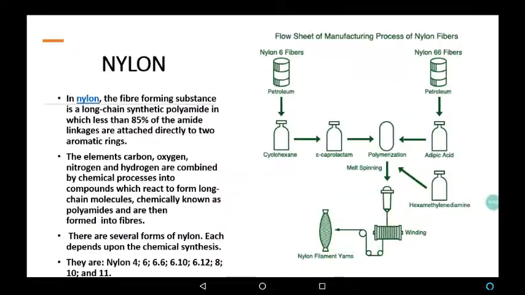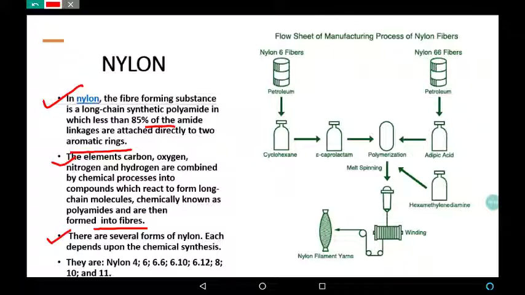Next fiber is nylon. Nylon, the fiber forming substance, is a long chain synthetic polyamide in which less than 85% of the amide linkages are attached directly to two aromatic rings. The elements carbon, oxygen, nitrogen and hydrogen are combined by chemical process into compounds which react to form long chain molecules chemically known as polyamides, and are then formed into fibers.